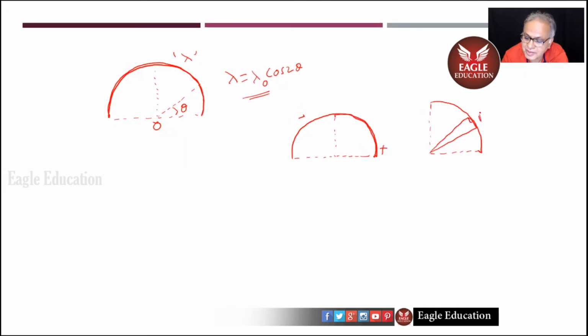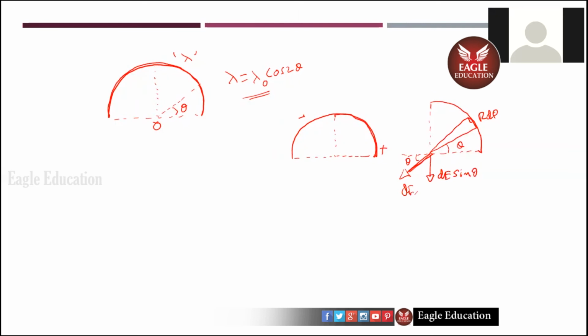I'll take one r d theta element here. dE will be like this. If I said this was theta, this would be theta, children. So dE cos theta, dE sin theta as usual. Do you follow? Yes, sir. But there will be d cos theta also here.